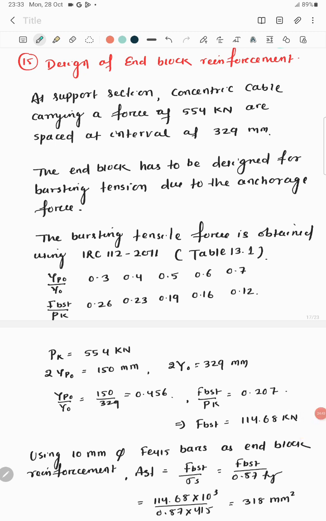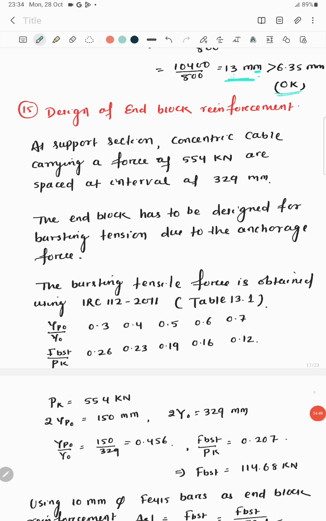Next is design of end block reinforcement. So at support section, concentric cables carrying a force of 554 kN are spaced at interval of 329 mm, and the end block has to be designed for bursting tension due to the anchorage force. The bursting tensile force is obtained using IRC 112 2011 table number 13.1.